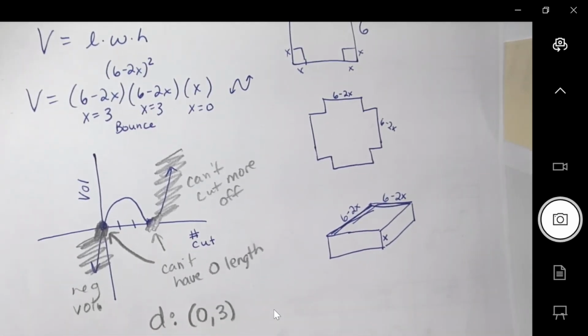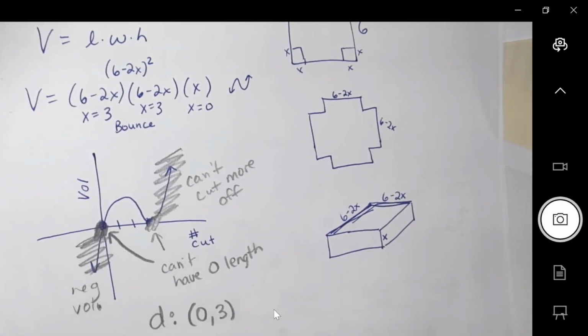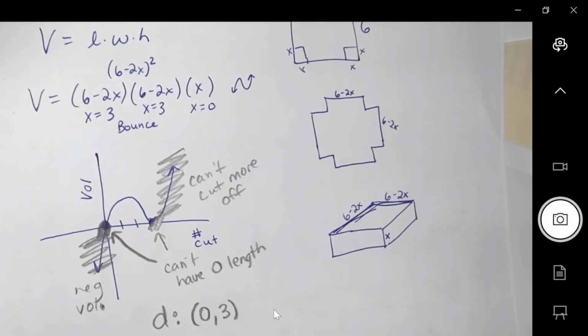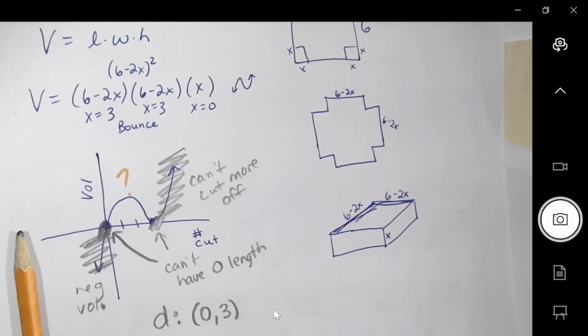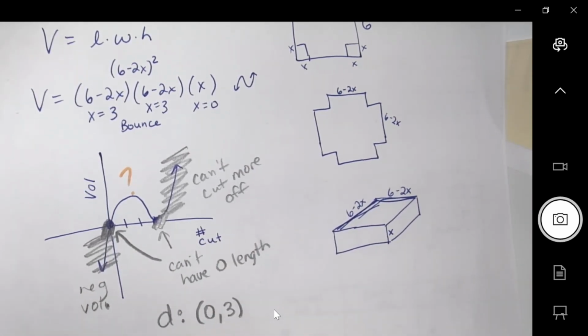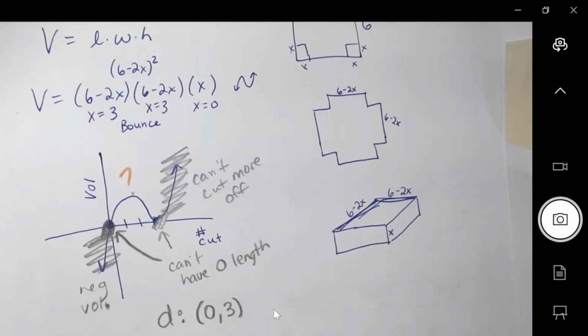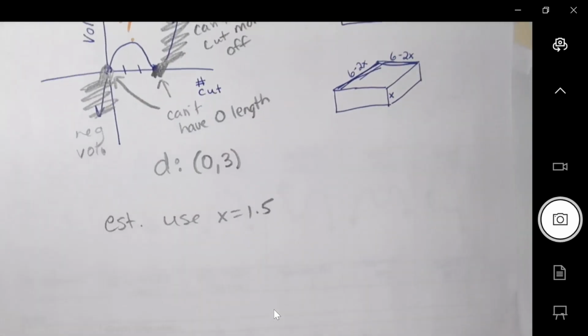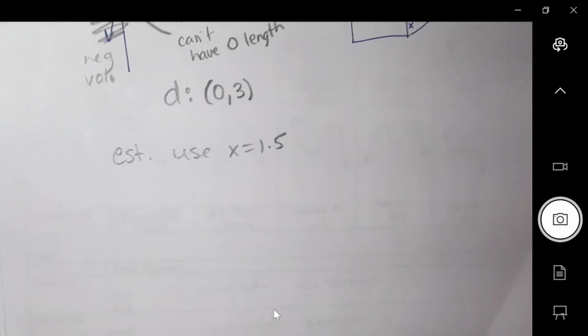Estimate is our last question. What is the max volume? So you're estimating it. I don't know where exactly it occurs, but what would be a good x value to use? 1.5. Okay? It's not going to be the max, but you don't know how to do that until you hit calculus. We're going to graph these exactly with maxes and mins.